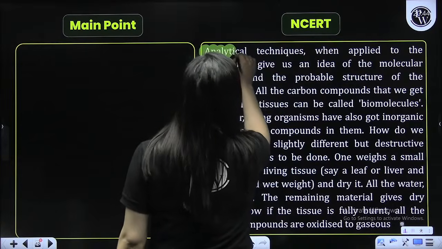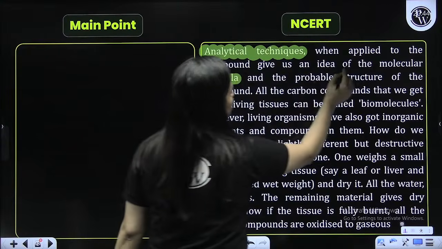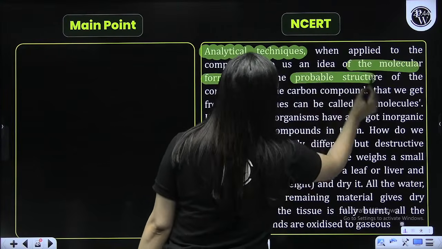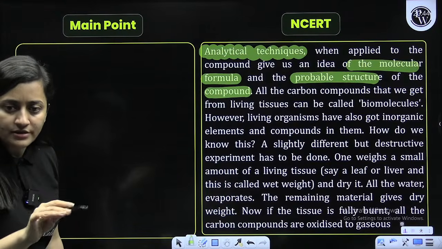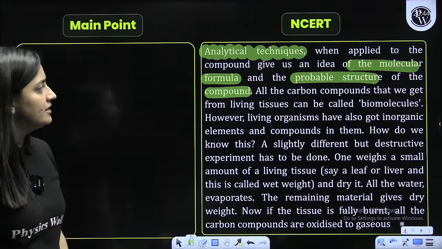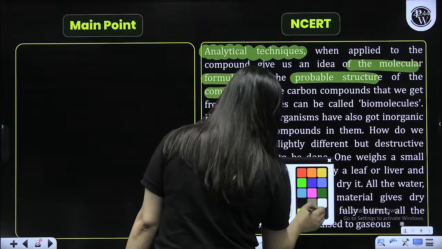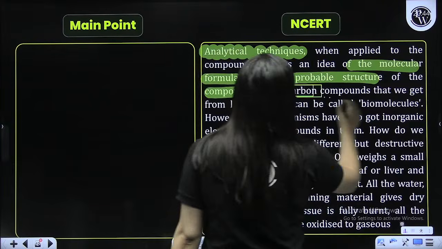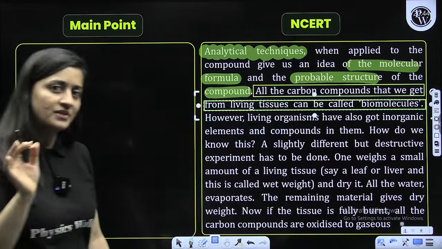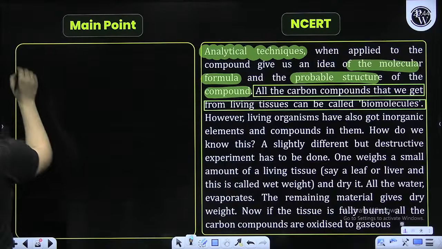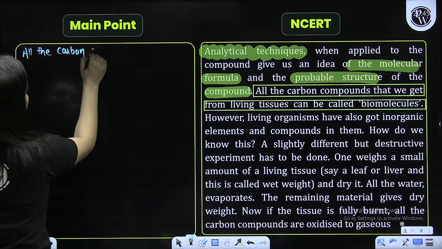Now they are saying analytical techniques, when applied to the compound, obviously tell us what? The molecular formula and probable structure of the compound also. So when you check which particular compound is there, definitely you will get the molecular formula, isn't it? Now, one more thing is mentioned, students. All the carbon compounds that we get from living tissue can be called biomolecules. What is the line that we have here, bacha? They are saying all the carbon compounds. Please pay attention.